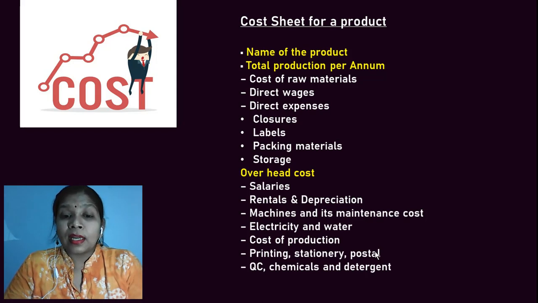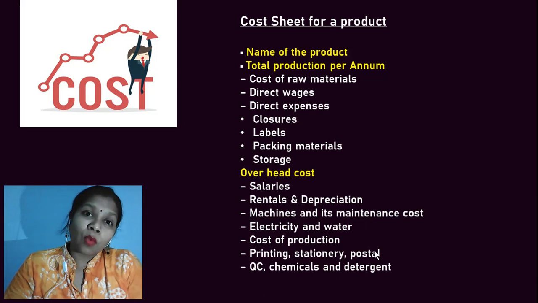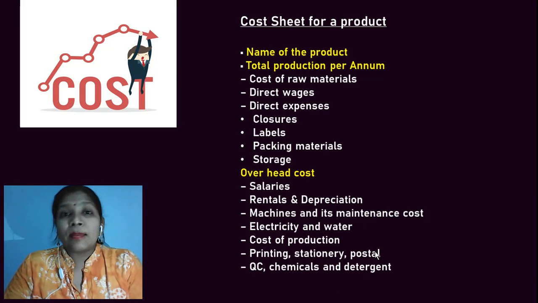Next is the quality control, chemicals and detergent charges. That means after manufacturing the product, you need to check the quality of the product. So definitely you will be going for the quality control test. So what is the amount incurred during this quality control test? What are the chemicals required to perform this quality control test? And what is the cost of the detergents? Generally, detergents are used for the cleaning purposes. So these detergents which are used for the cleaning also, it's not like our local detergents which we are using. So they may have some high cost.